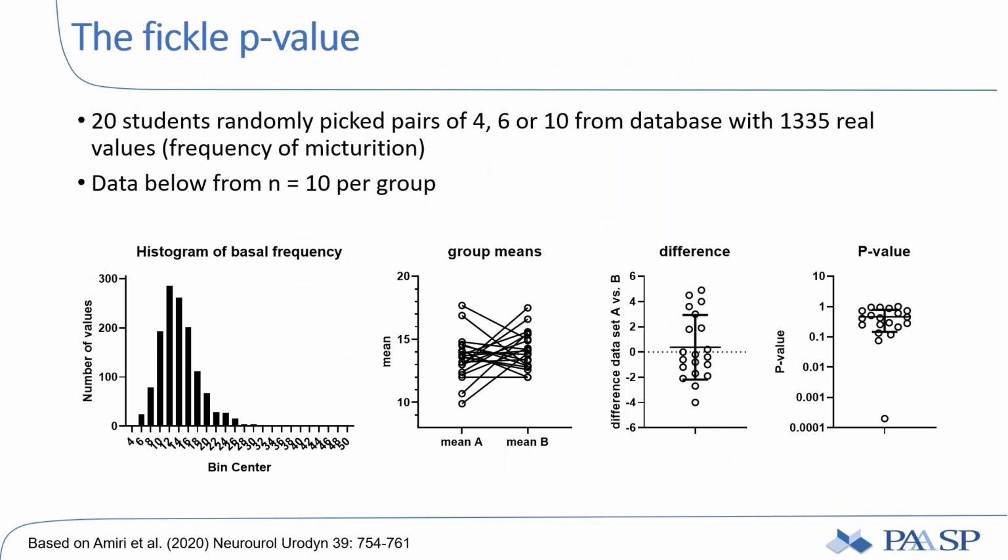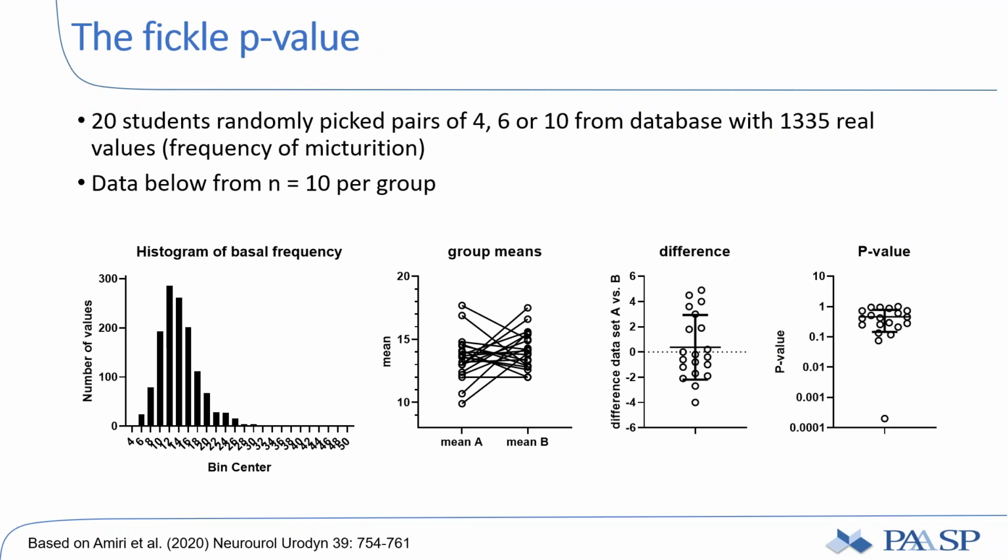Let me give you another example of how small sample sizes can be misleading. That is an example based on a statistics course that I gave in Cologne at your graduate school. The participants of that course took a database of 1,335 real values. In this case, from a clinical study, baseline values: how often did people go to the bathroom to leak urine per day? And each picked 20 random numbers and then looked up the corresponding patient number and read the value. And then calculated a mean of these 10 values in group A and group B. And that you see on the second panel from the left.